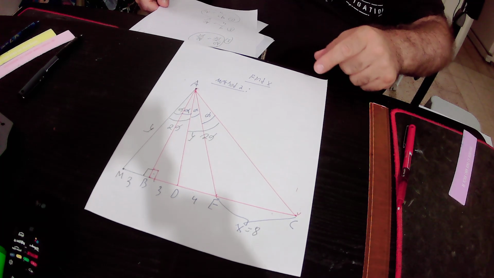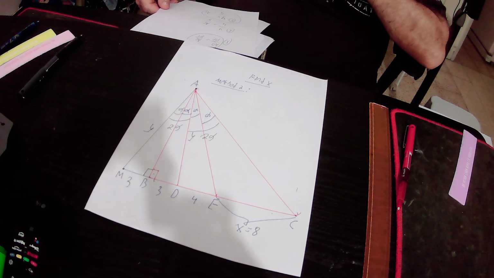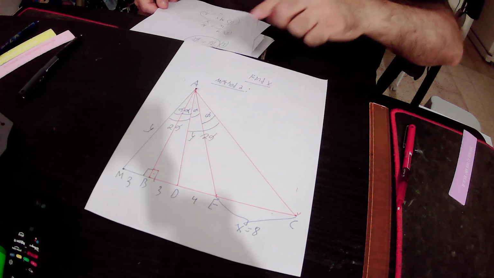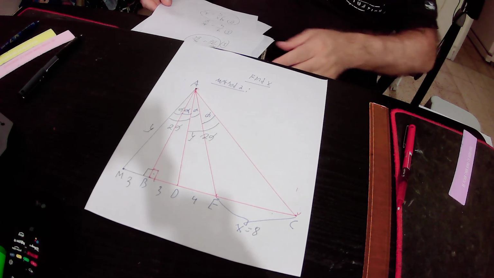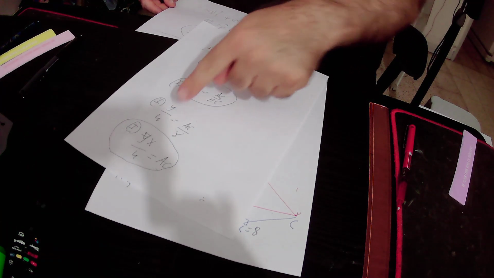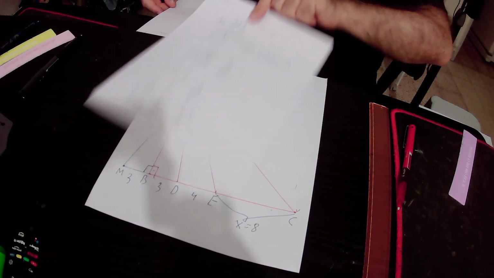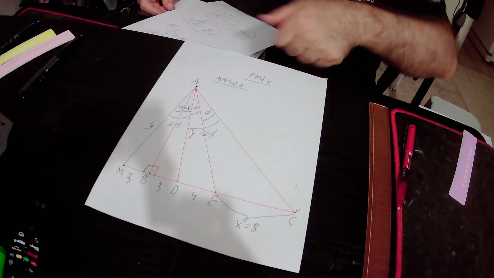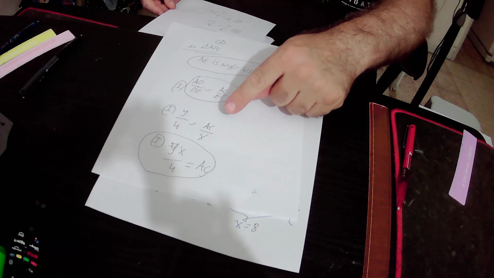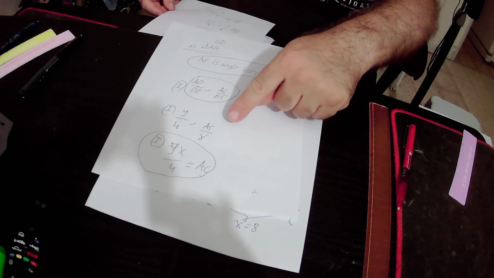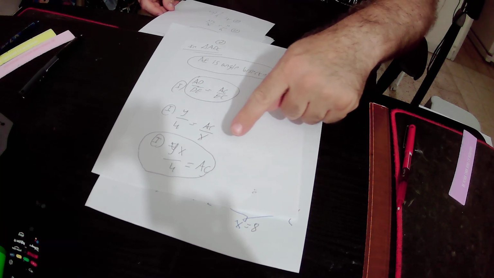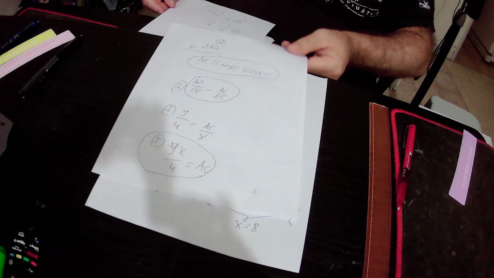But we know that AD equals y, DE equals 4, AC equals x, and EC equals x. So in total, we got that y over 4 equals AC over x. We multiplied this equality by x, and we got that AC equals y times x over 4. That is the first equation.